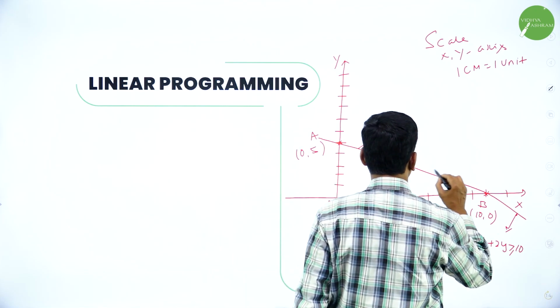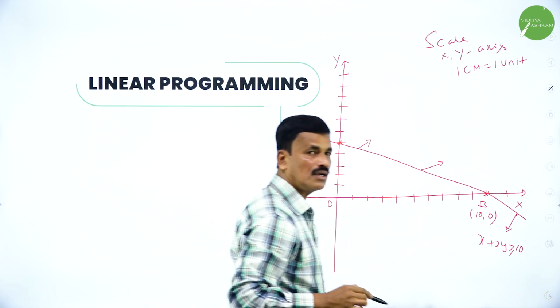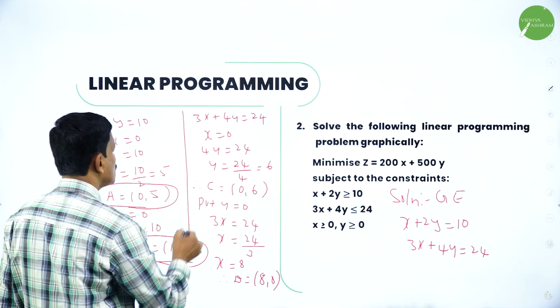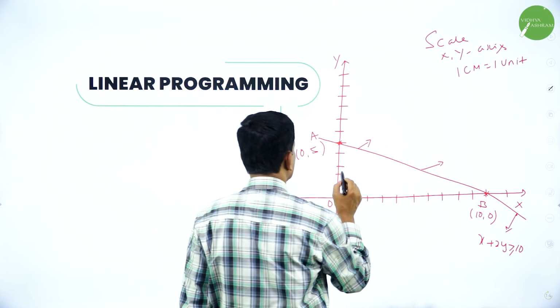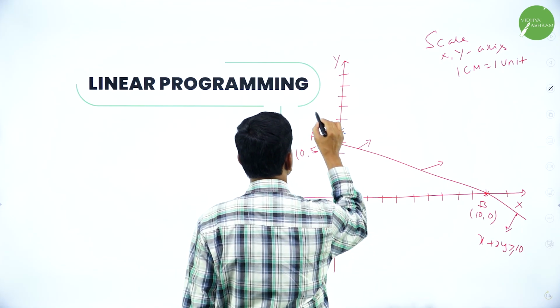Here we are going to get the feasible region away from the origin. Now the second curve. What is the second curve? We have C (0, 6). When x is 0, y is 6. This is 6: 1, 2, 3, 4, 5, 6.